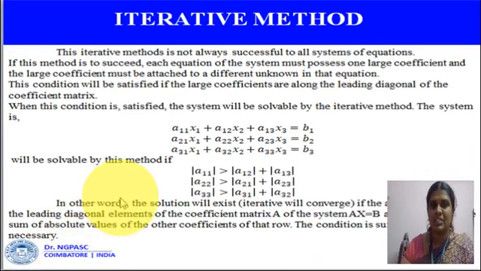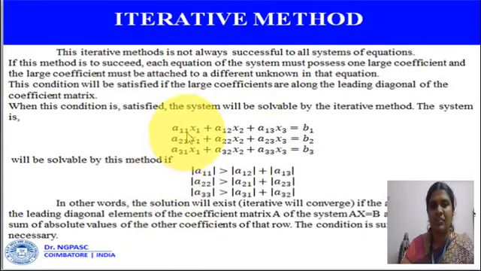First, starting with the iterative method. We'll have a system of equations here. The system of equations must possess large coefficients which are along the leading diagonal of the coefficient matrix. Only if this condition is satisfied can you proceed with an iterative method. This condition is not necessary, but it is a sufficient condition. So when you have a system of equations, you have to rewrite it in matrix form, then check whether the leading diagonals are larger than the other elements, and then proceed with the method.